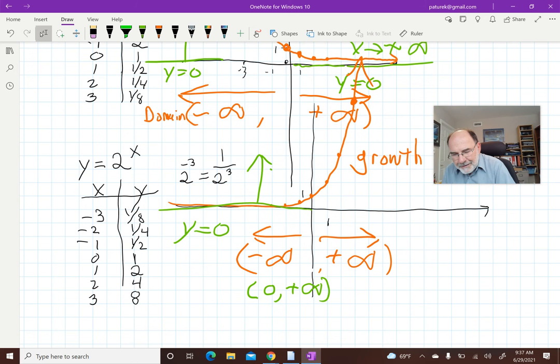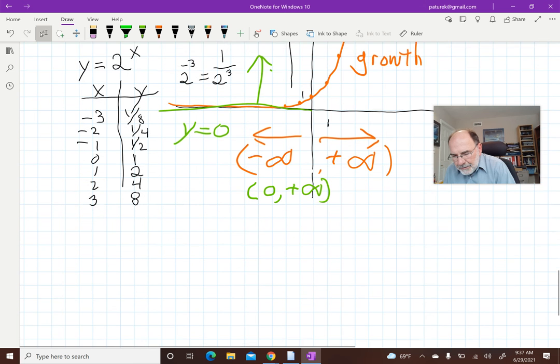Exponential growth will be for any situation where the number being raised to some exponent is greater than 1. 2, for example. Well, you double it, and then you double it again, and then you double it again. Well, so it's going to get bigger and bigger and bigger.